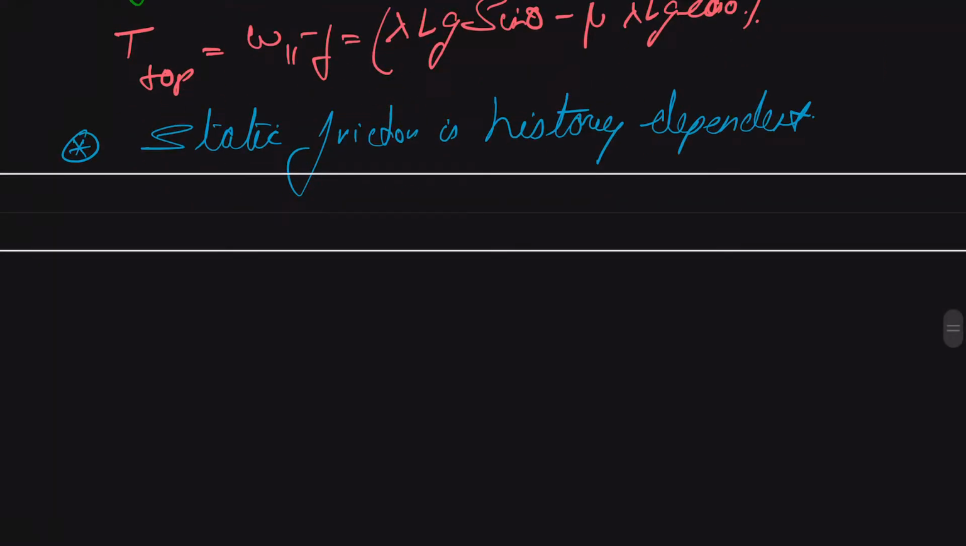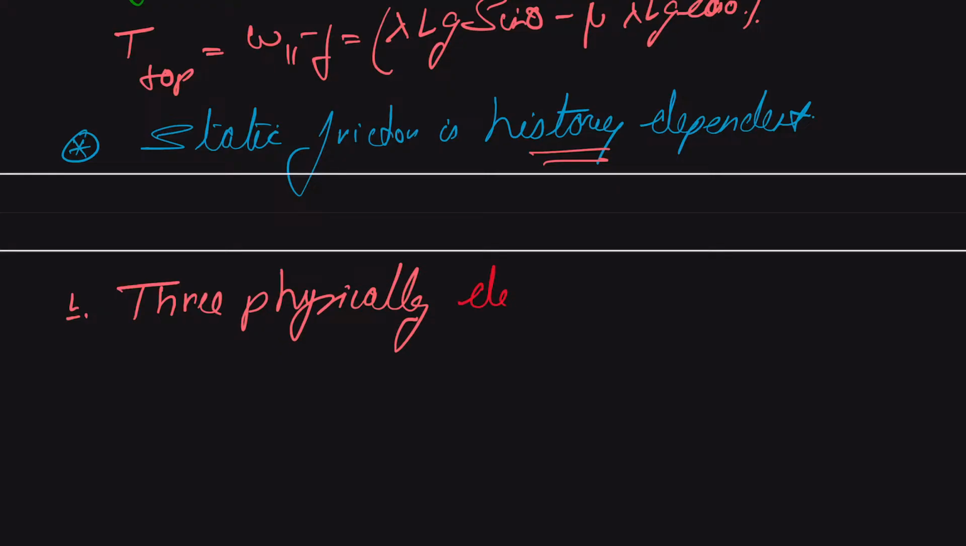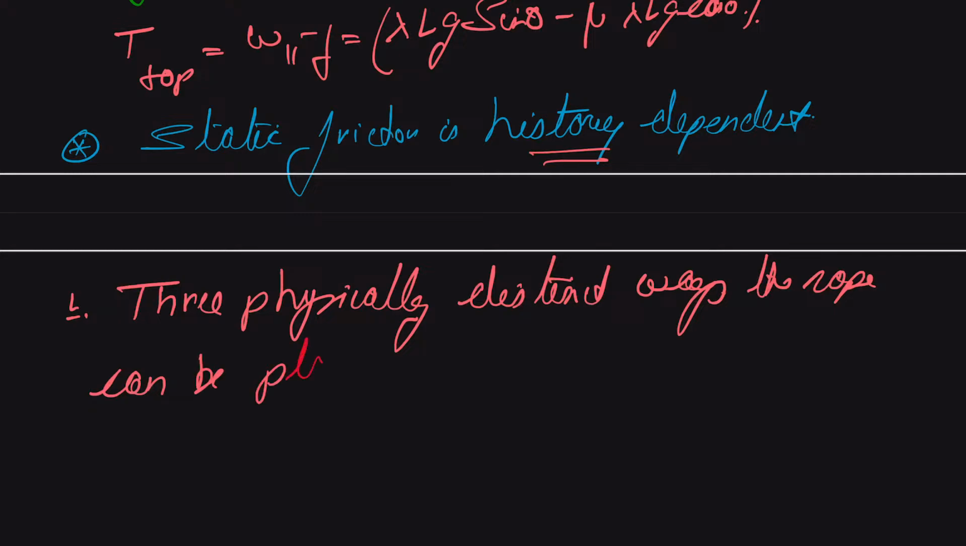Let us consider three ways in which this history can be discussed. So we can say that there are three physically distinct ways the rope can be placed.